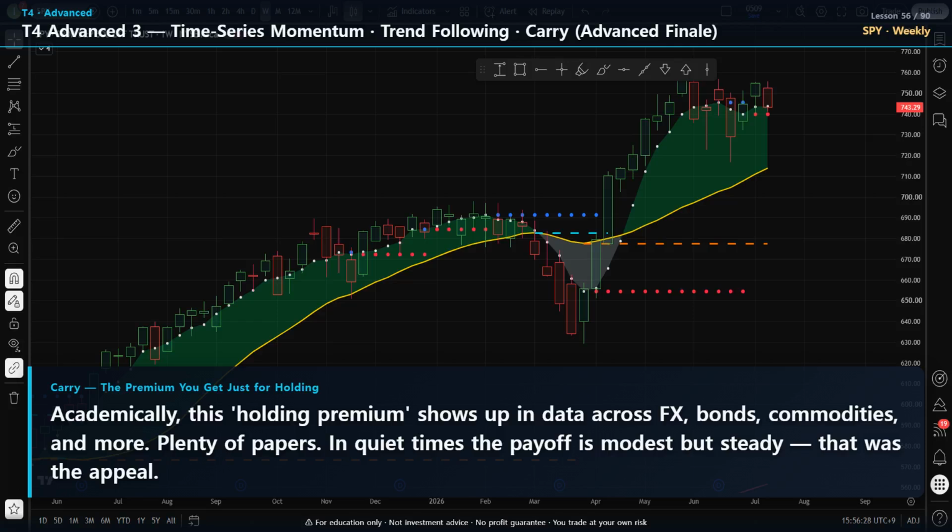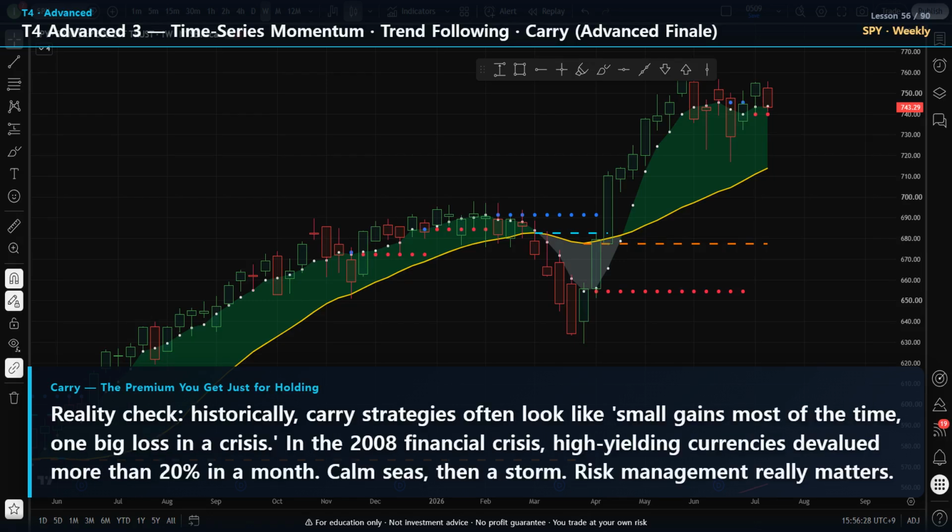Academically, this holding premium shows up in data across FX, bonds, commodities, and more. Plenty of papers. In quiet times, the payoff is modest but steady. That was the appeal. Reality check. Historically, carry strategies often look like small gains most of the time, one big loss in a crisis. In the 2008 financial crisis, high-yielding currencies devalued more than 20% in a month. Calm seas, then a storm. Risk management really matters.